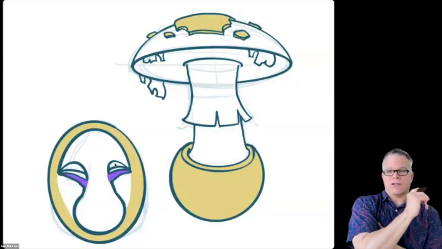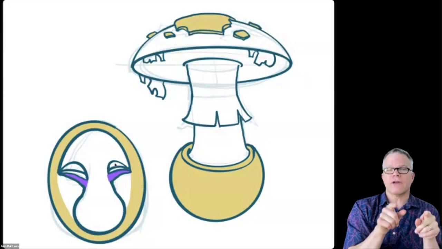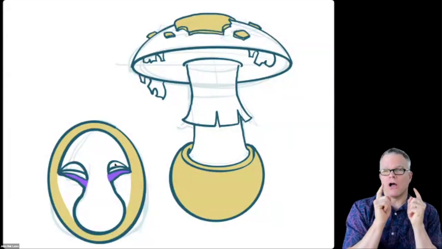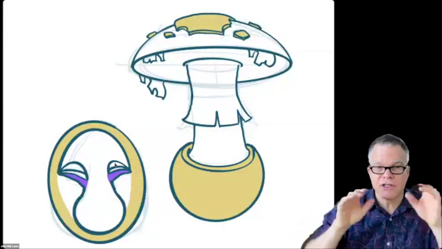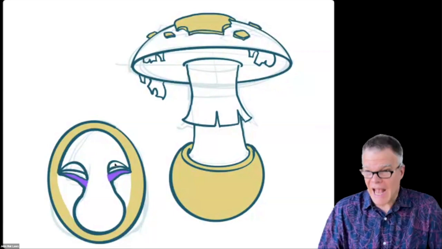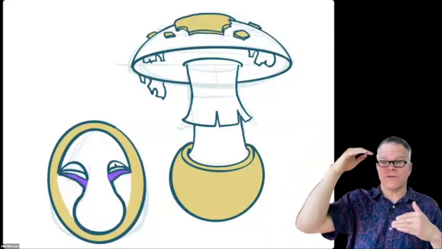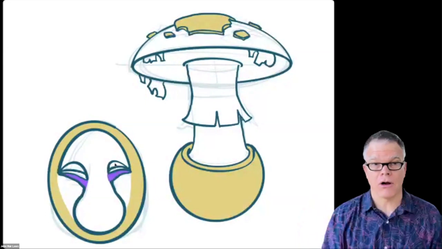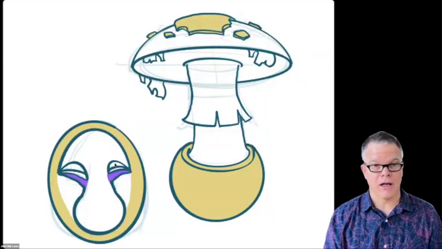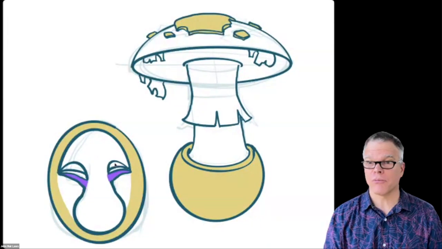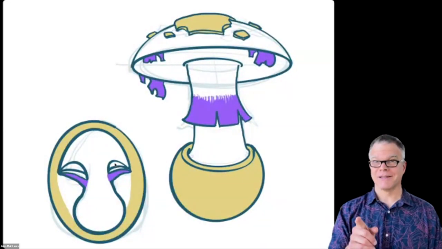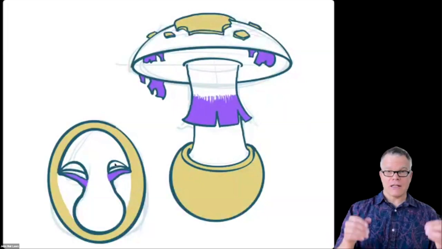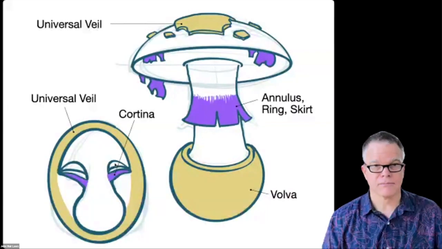I want you to see which parts became the universal veil. What parts on this mushroom do you think come from this little protective skin underneath the mushrooms? As the mushroom grows, we see little bits that were the universal veil. What parts are from this little purple protective layer? Make your call. And if you said this, you'd be right. So that little protective layer, and these things all get names.